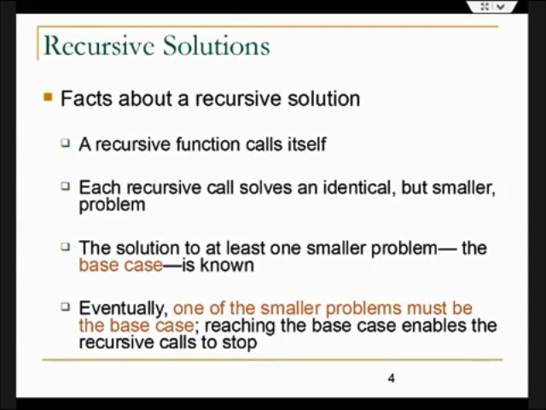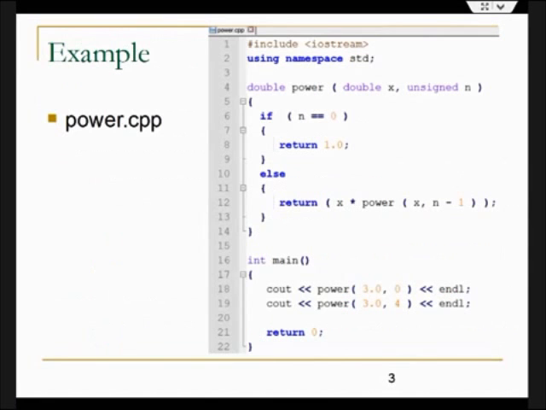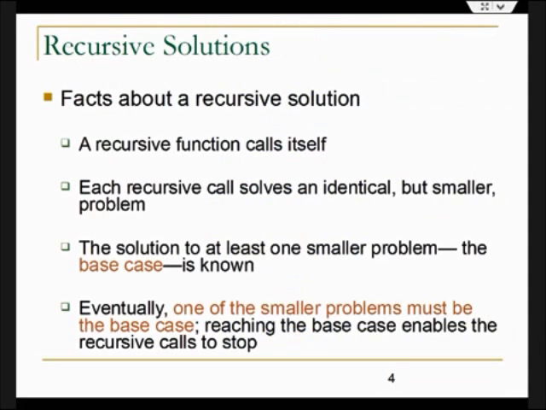So the solution for the smaller problem builds into the solution for the bigger problem, and then we have that base case where the problem is so simple we just know the answer to it. So in the case of this power, x to the power of 0 is 1, no matter what x is, right? So that's the base case. You keep subtracting 1, subtracting 1, subtracting 1, and eventually you get to the base case. And when you get to the base case, then it winds back.